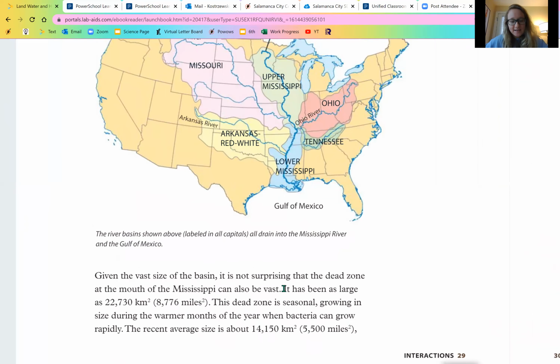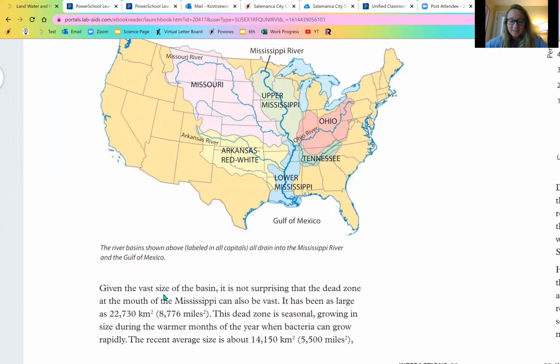Given the vast size of the basin, it's not surprising that the dead zone at the mouth of the Mississippi River can also be vast. It has been as large as 8,776 miles. This dead zone is seasonal, growing in size during the warmer months of the year when bacteria can grow much quicker.